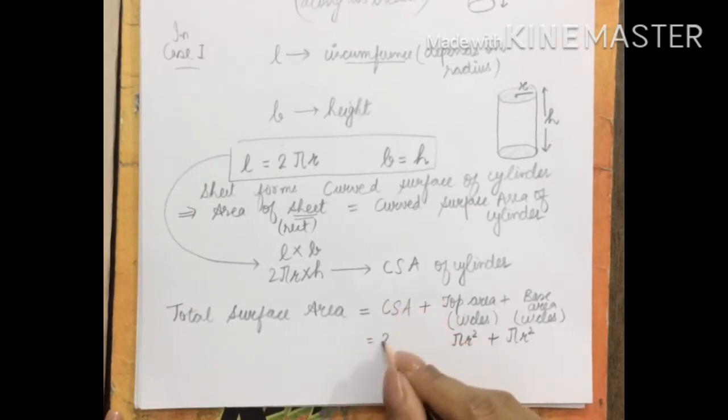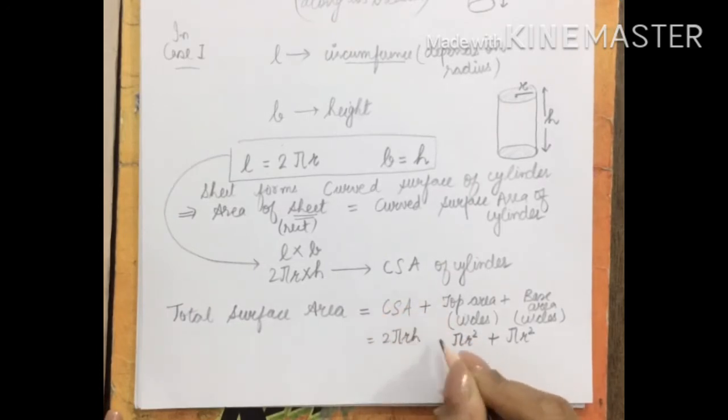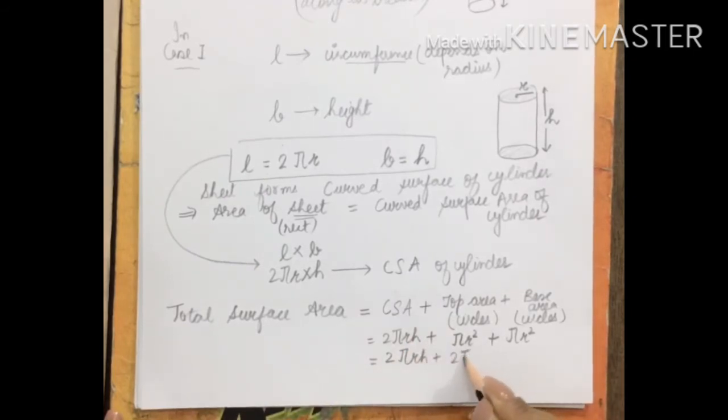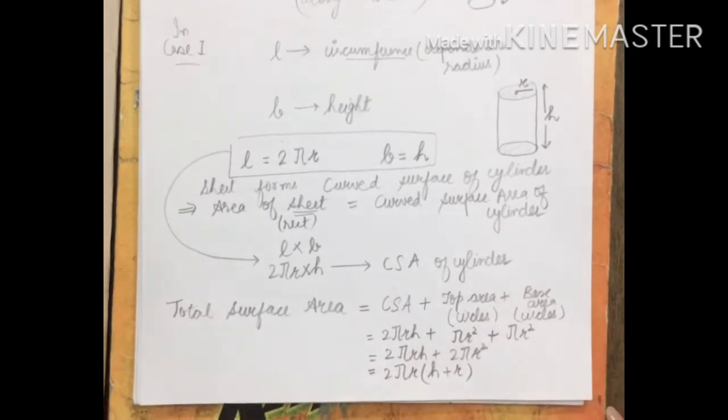The curved surface area is 2 pi r h. So the total surface area becomes 2 pi r h plus 2 pi r square. Now there are some common factors here. You could take them common, 2 pi and r. We will be left with h plus r in the brackets. So this is the formula which we will use to find out the total surface area of a cylinder.